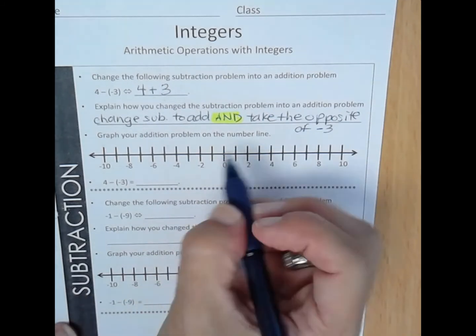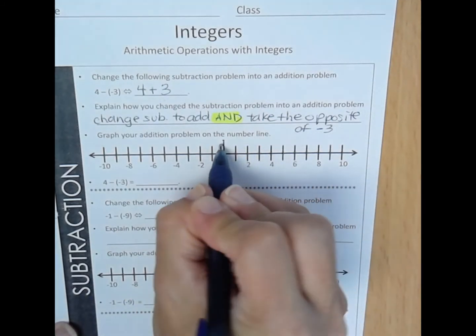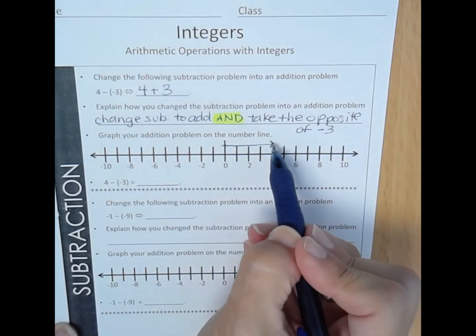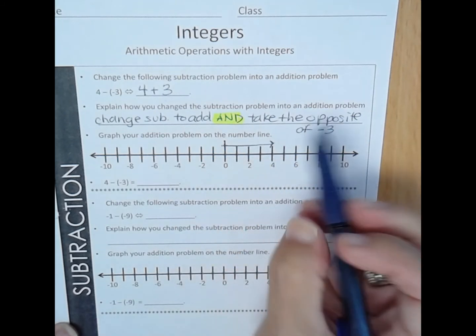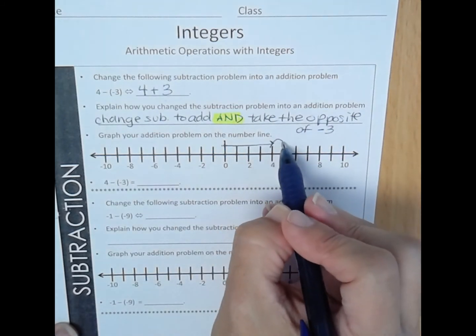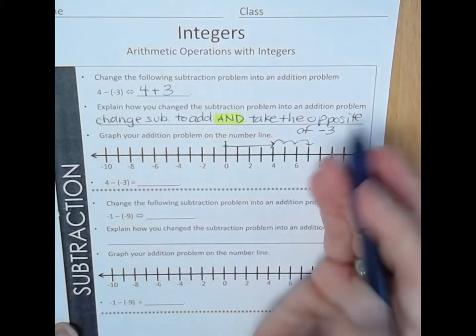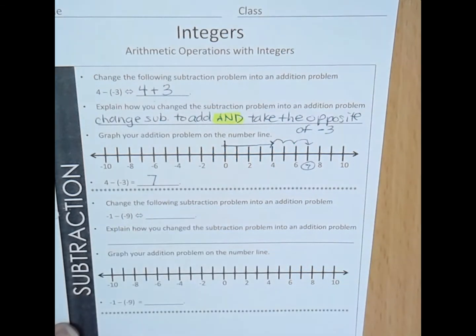So 4 minus negative 3, let's graph that on the number line. Here's 4. Okay, and it makes sense. If I was just subtracting 3, I would go this way and get 1. But I'm subtracting negative 3, so I would have to go this way, which is the same as adding 3. So 4 minus negative 3 is 7.